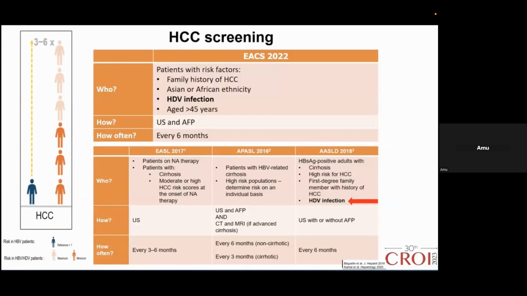So on the left, hepatitis B monoinfection is indicated by the blue figure and co-infection in orange, showing that the risk of hepatocellular carcinoma is 3 to 6 times greater with co-infection compared to hepatitis B monoinfection. And international guidelines vary in terms of recommended populations for screening of hepatocellular carcinoma as well. But based on the significantly increased risk of co-infection, multiple organizations, including AASLD, recommend screening all persons who have hepatitis D infection, irrespective of the stage of fibrosis, at least every 6 months with ultrasound with or without alpha-fetoprotein.